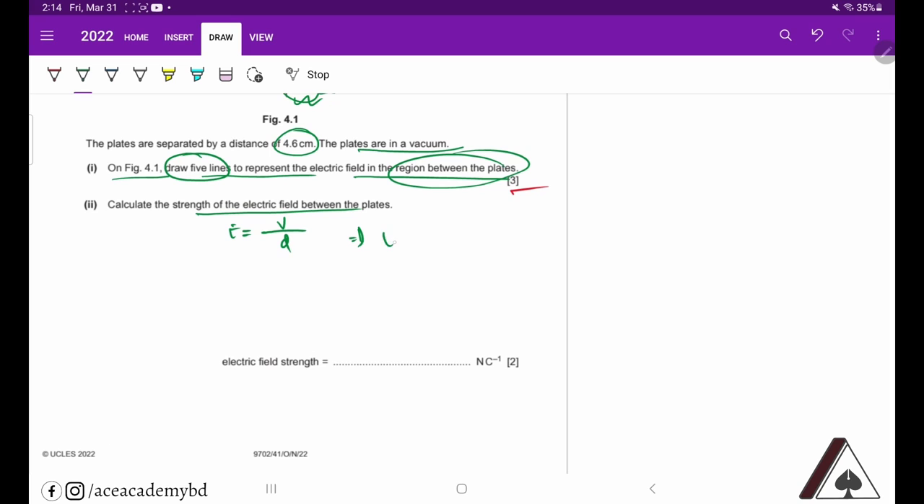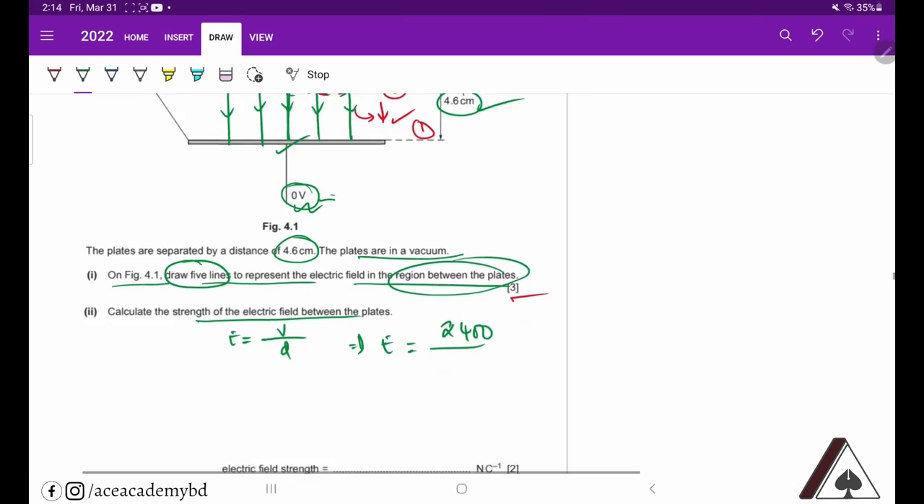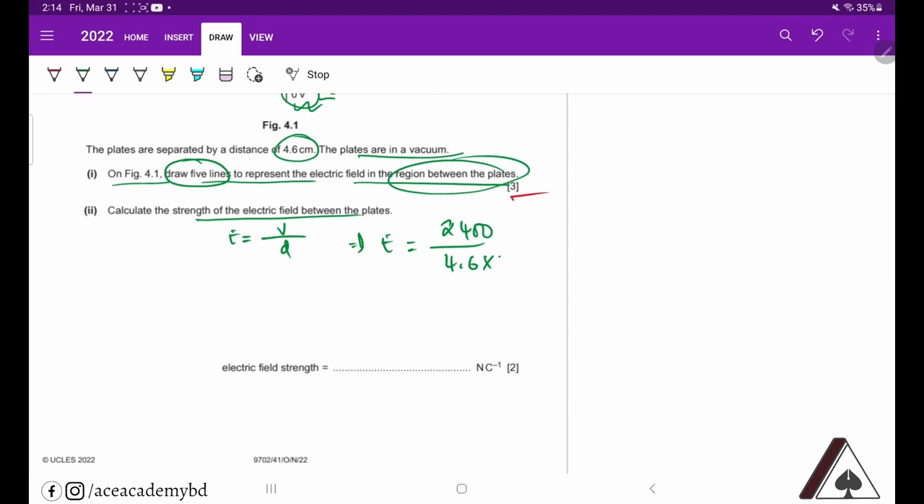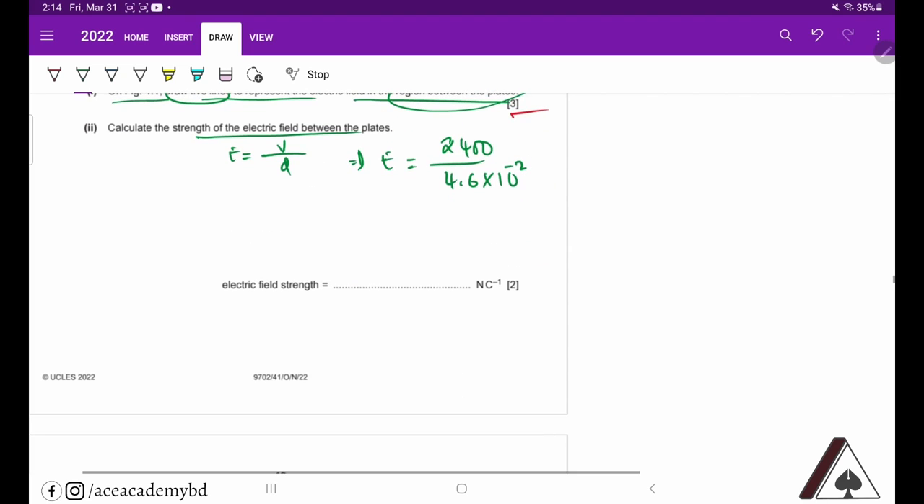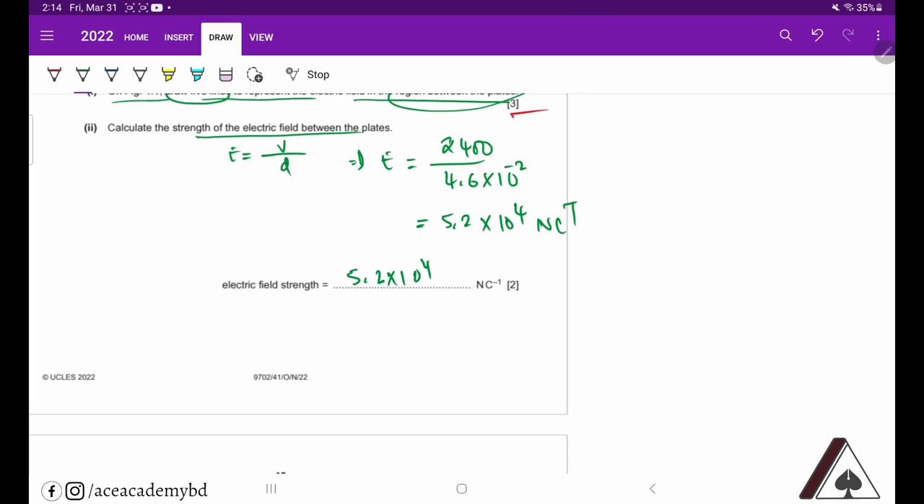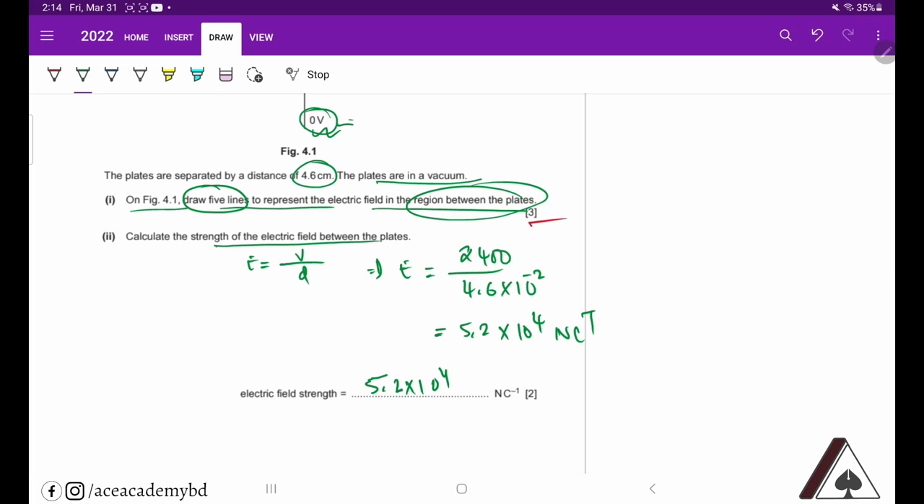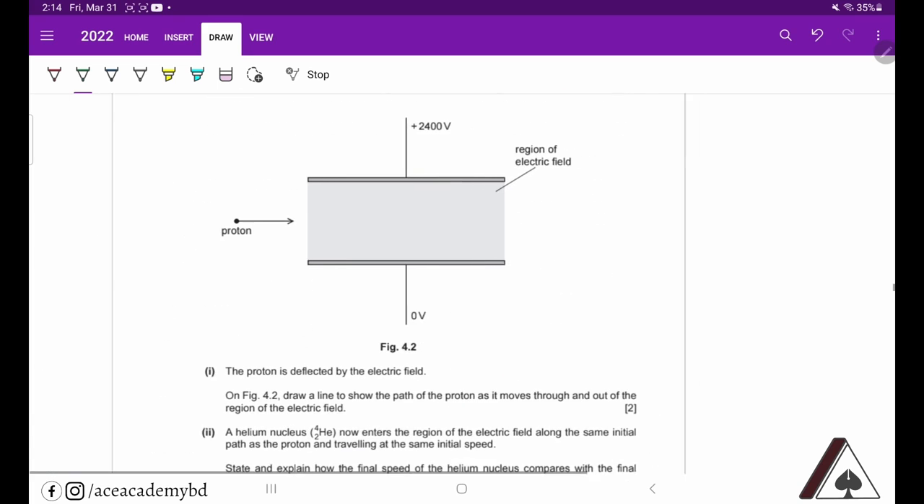So E equals 2400 divided by 4.6 times 10 to the power minus 2 meters. If you put this in a calculator, you're going to get an answer of 5.2 times 10 to the power 4 newtons per coulomb. So 5.2 times 10 to the power 4. That is it for this part of the question.